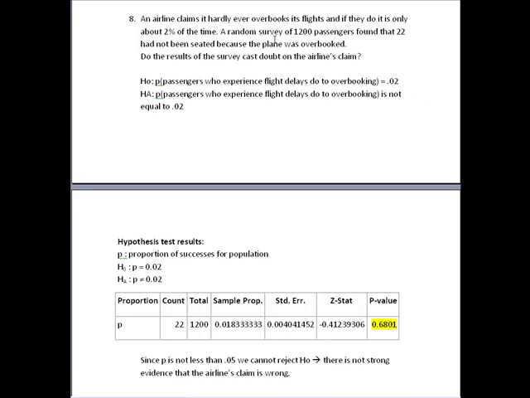So we're going to use StatCrunch with a number of successes, 22, number of observations, 1,200. We're going to choose the not equal to alternative, and we get a p-value which is on the large side. It's 0.68. It's nowhere near less than 0.05. So we cannot reject the null hypothesis. There is no strong evidence that the airline's claim is incorrect or wrong.